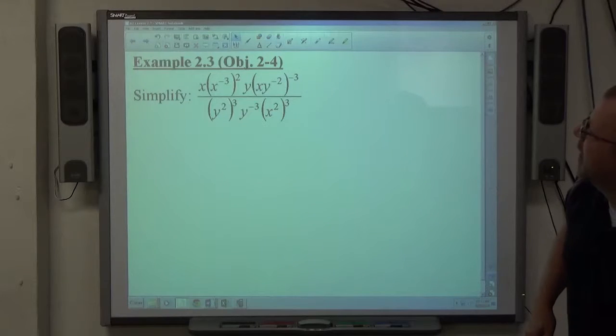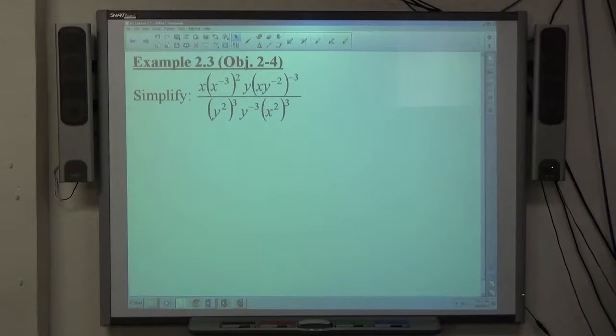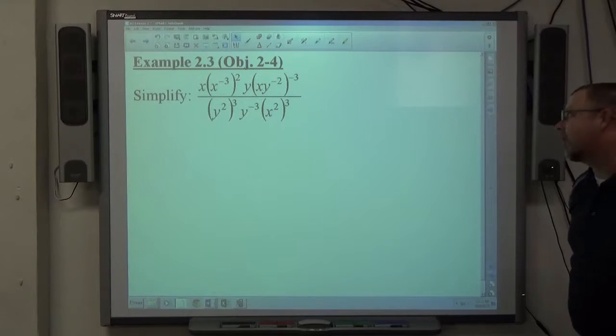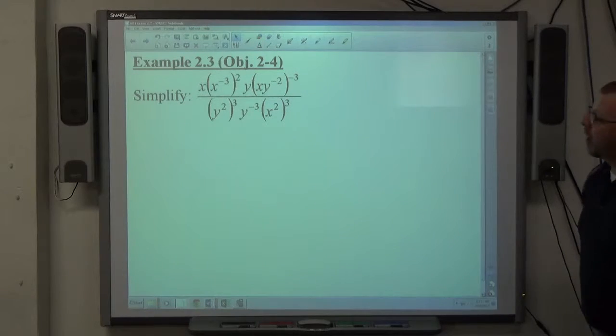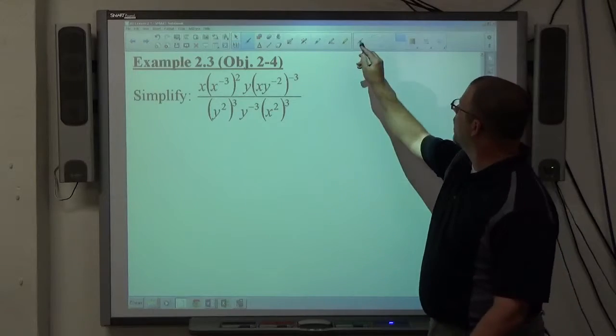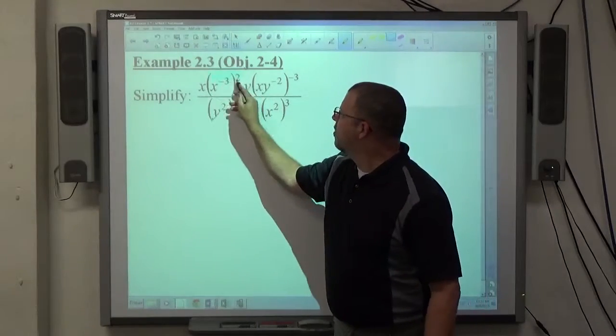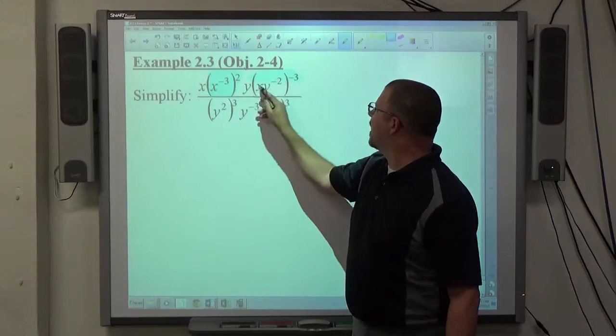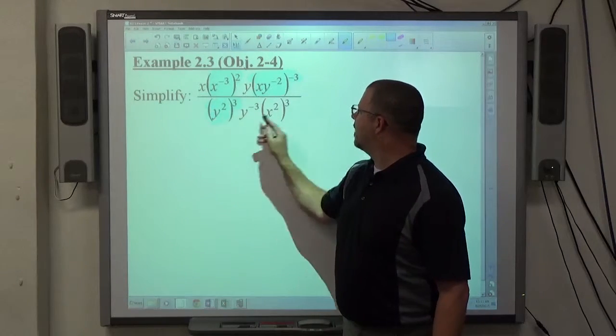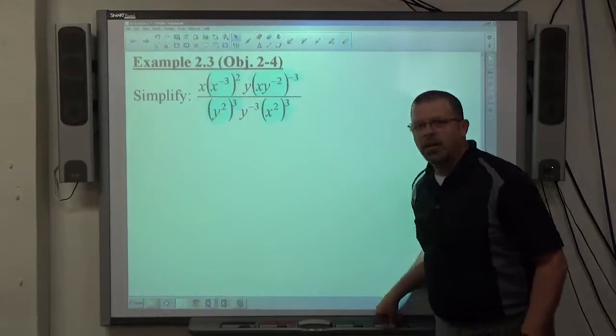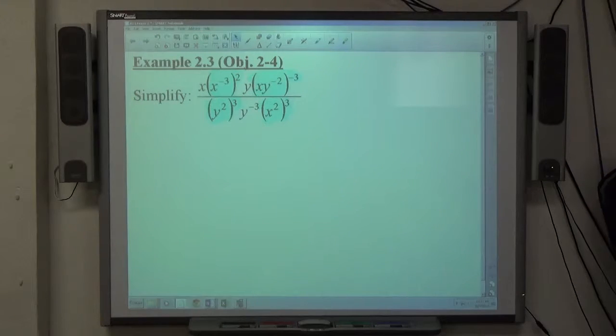All right, example 3. (x^-3)^2 · y · x · (y^-2)^-3 over (y^2)^3 · y^-3 · (x^2)^3. So what I say in this process, this efficient technique, is this guy, and this guy, and this guy, and this guy. That's your main priority. Parentheses in these problems cause errors.